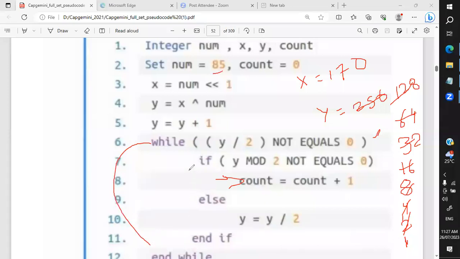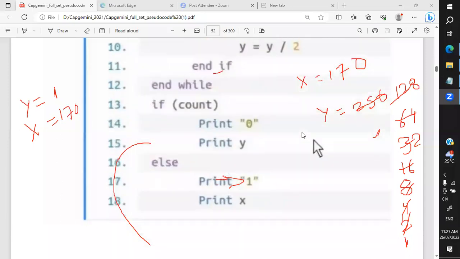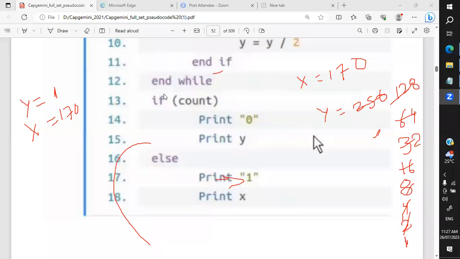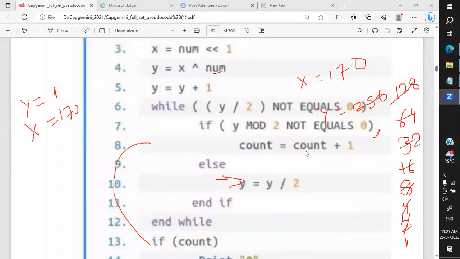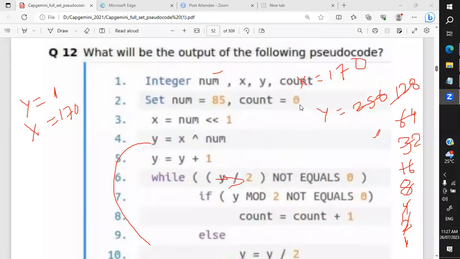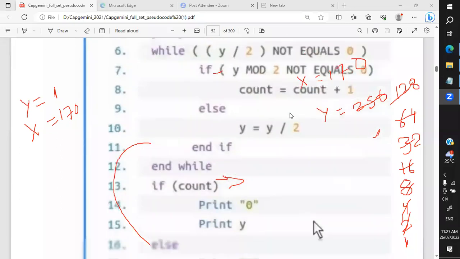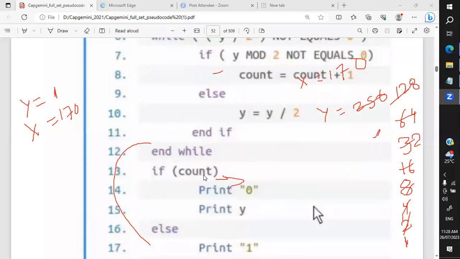Out of the while loop, what is there? Just remember the current updated value of y. Y is 1. And x is 170. We didn't modify it anywhere. These are the values we have. Now let's scroll down. What is the count we got? Did we update count anywhere? Did we ever execute count? No. That means the initial value of count is 0 only.